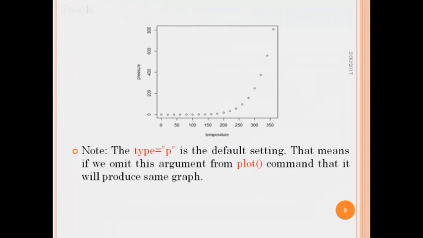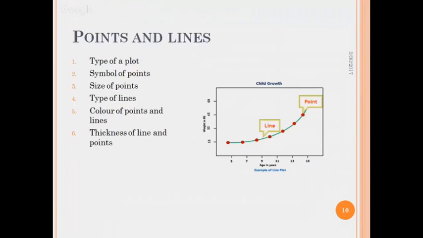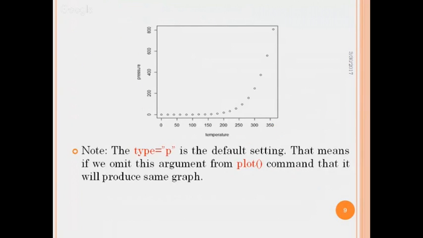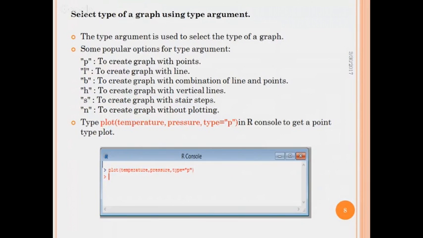I hope you are getting the difference between the earlier display and this one. It is only having points. There is no connected line in between. So how will you go about it if you want to display a line also? For that purpose, you can do type equals L. L for line. If you are using type equals P, it will only display points. If you are using type equals B, B means points as well as line. And if you are using H, it will show you a graph with vertical lines. So these are all the different possibilities which can be used with the type argument.